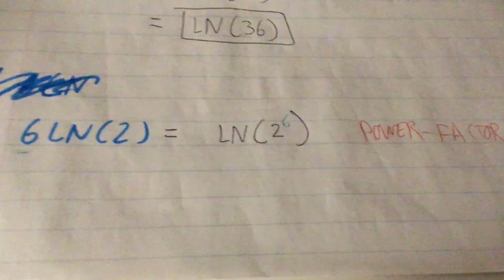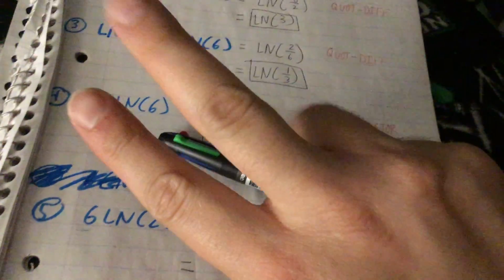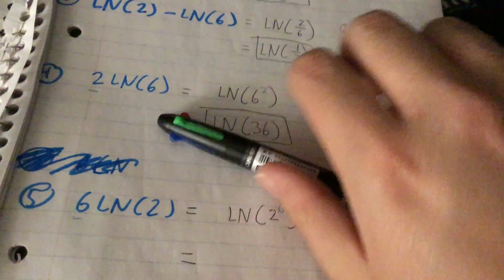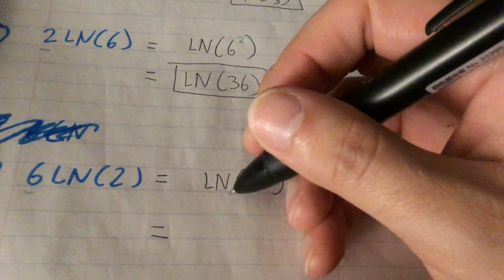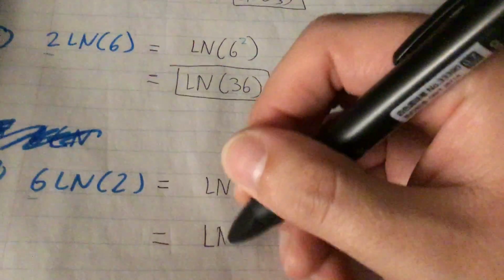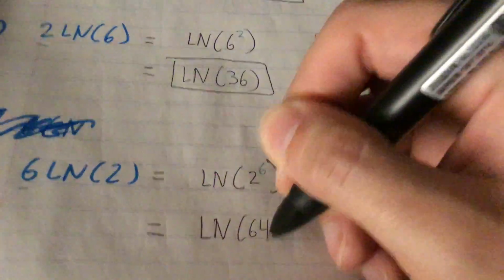Okay, I'm just going to do this in my head. 2, 4, 8, 16, 32, 64. So the natural log of 2 to the 6, 2 to the 6 is 64, Nintendo 64.